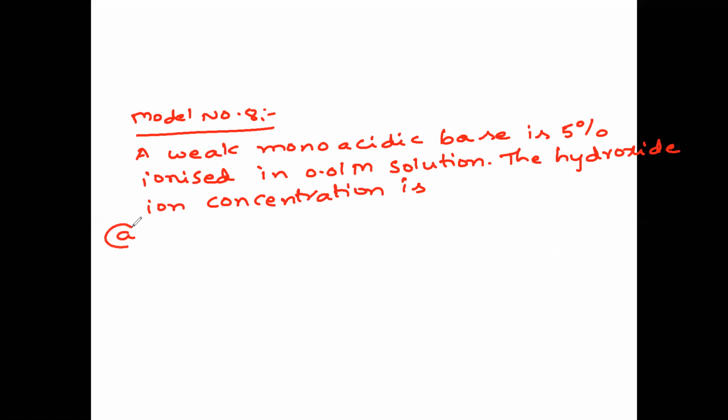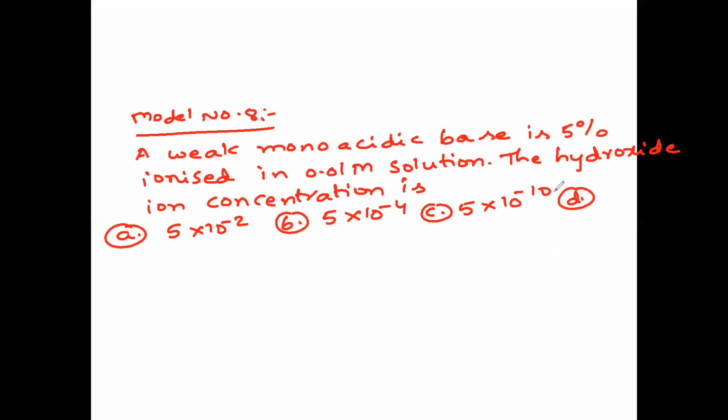Option A, 5 into 10 to the power of minus 2. Option B, 5 into 10 to the power of minus 4. Option C, 5 into 10 to the power of minus 10. And option D is equal to 2 into 10 to the power of minus 11. So these are the 4 different options they have given.